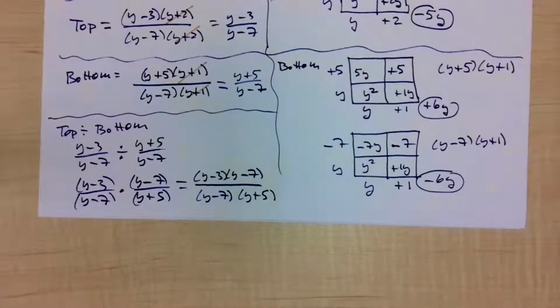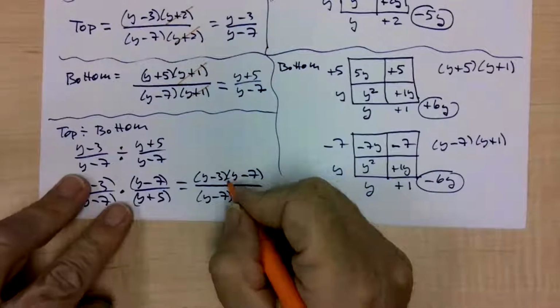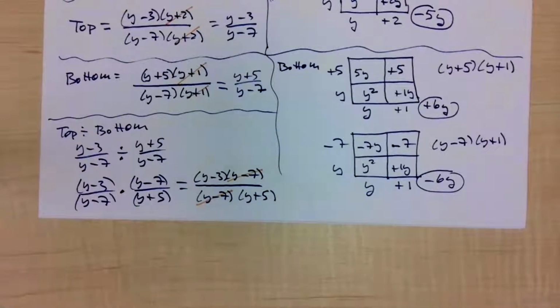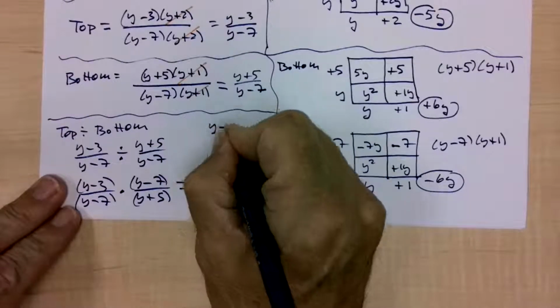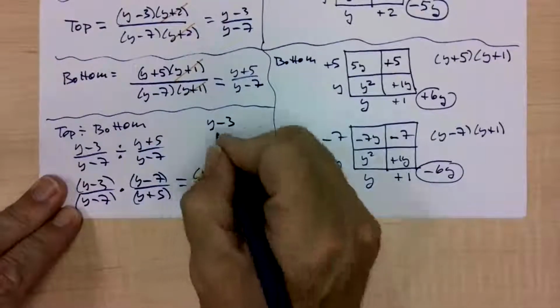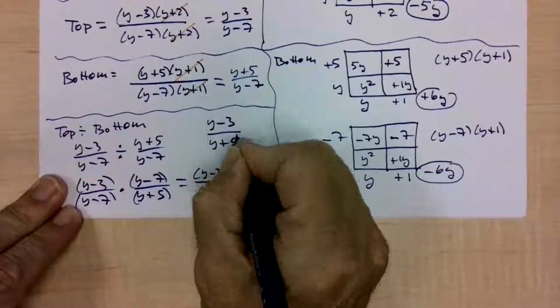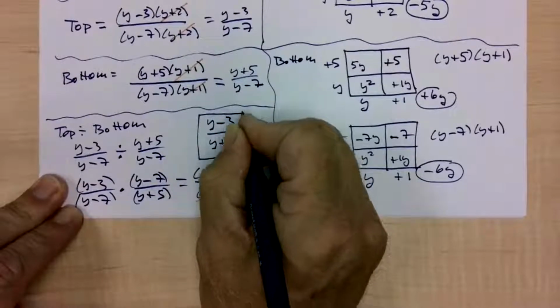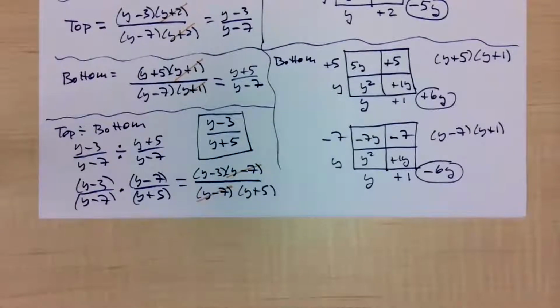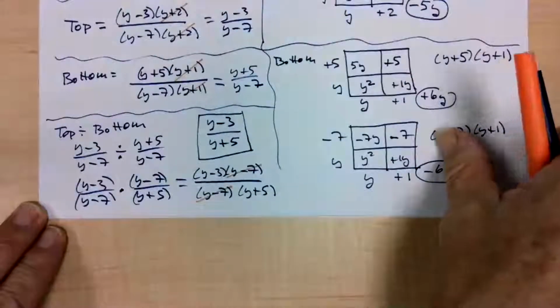What's the same on the top and the bottom? Y minus 7 over y minus 7 is 1 over 1. So what's left upstairs is y minus 3. What's left downstairs is y plus 5. And that is my final answer. Let's do one more of these complex.